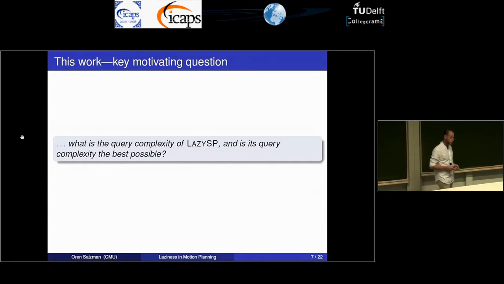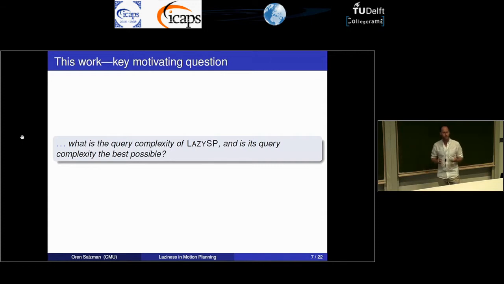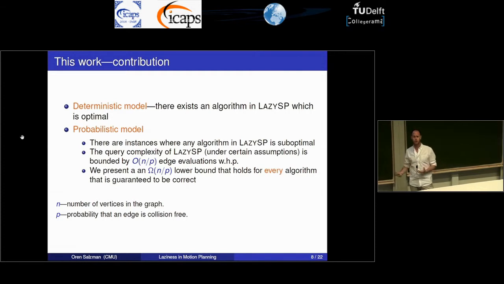So what we set out to do is ask, what's the query complexity of LazySP? I'll define query complexity shortly, but basically it's how many edges does LazySP evaluate? And the complementary question is, is it the best algorithm out there? Can we do better than that? So this is a summary of the result. The work is pretty technical and not that interesting. The interesting part is the story, how we combine everything together. So we analyzed this on two different models of how these roadmaps are generated.